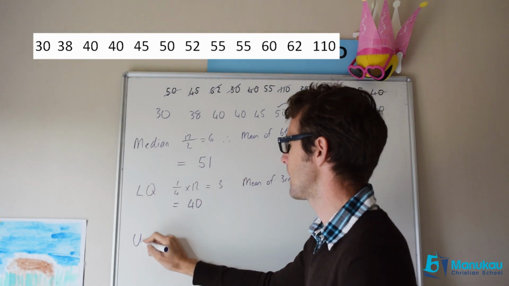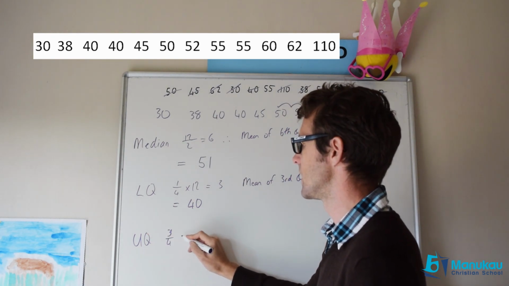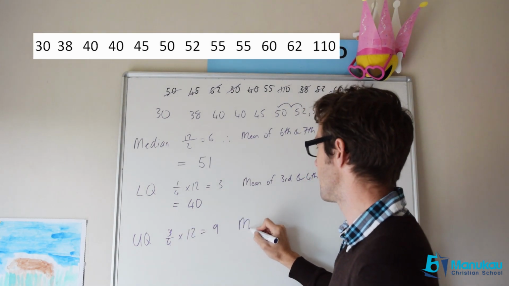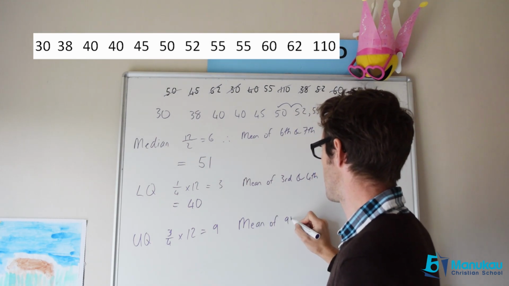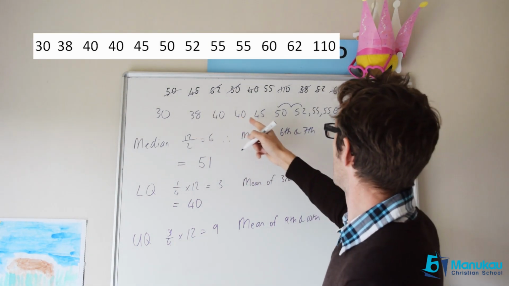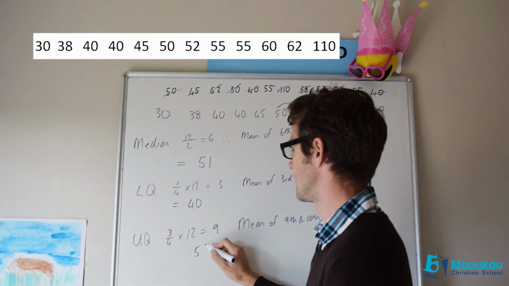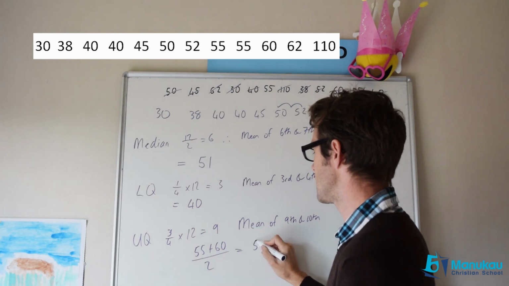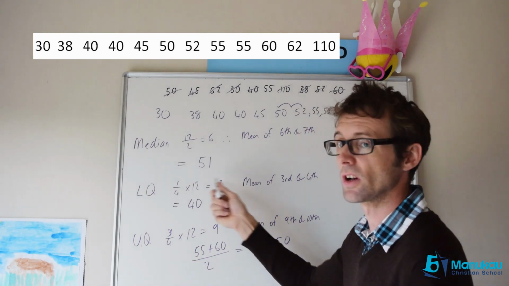We're going to try the same with the upper quartile. We find this using 3 quarters times 12, and that is going to be 9. And so we're looking at the mean of the 9th and 10th items of data. 3, 6, 9. So 55 plus 60 divided by 2, which is 57.50. The last part, so you want to show this working that you've got here.